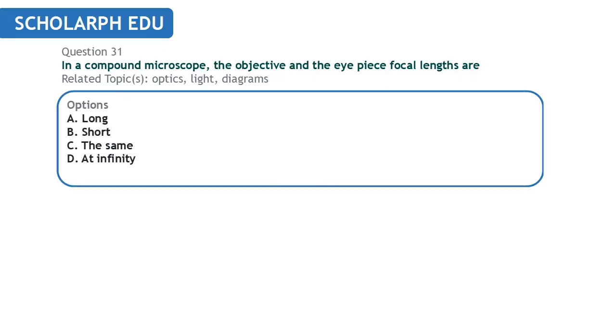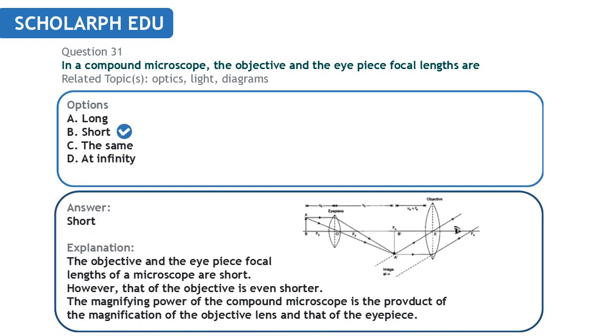In a compound microscope, the objective and the eyepiece, both lenses are of short focal length. The focal length of the eyepiece lens and objective lens, both of them are short, but that of the objective lens is even shorter than that of the eyepiece.